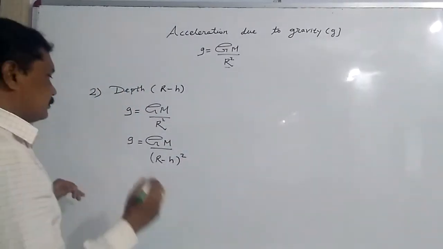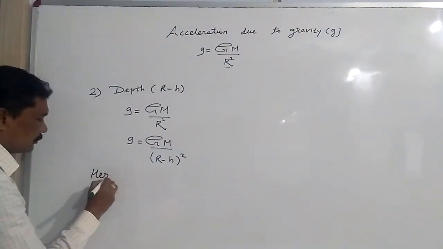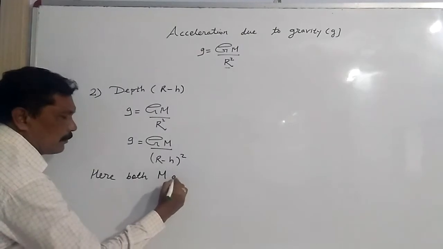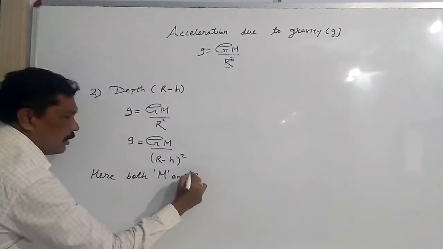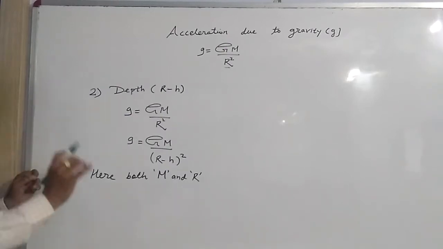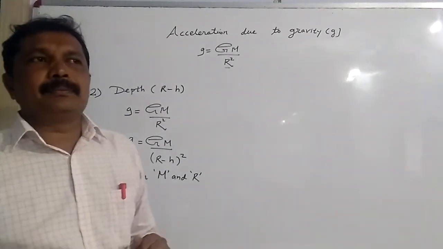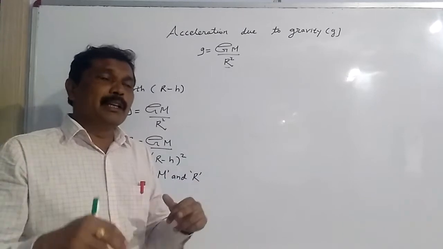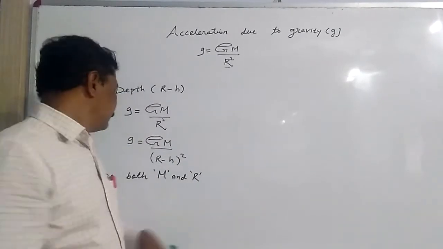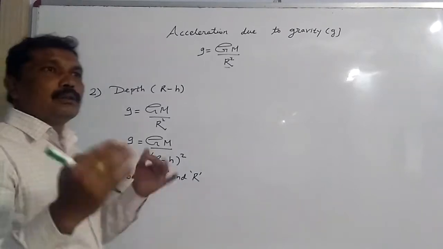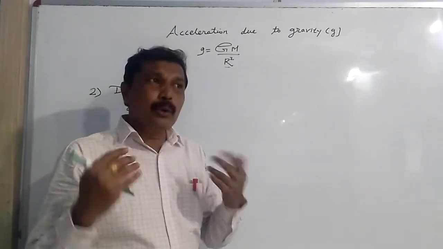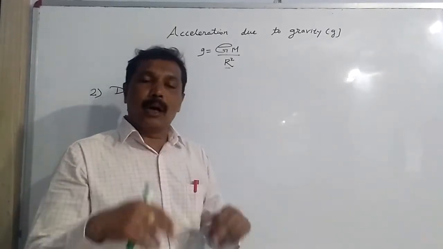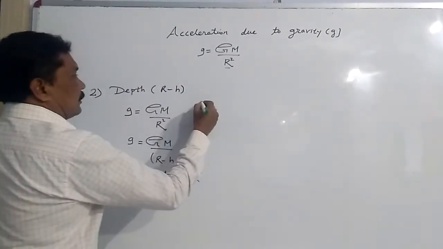So here both M and R, the mass of the earth and the radius of the earth, go on decreasing at the same time, and due to this, acceleration due to gravity, instead of increasing, also goes on decreasing.